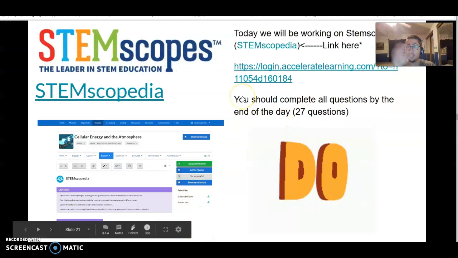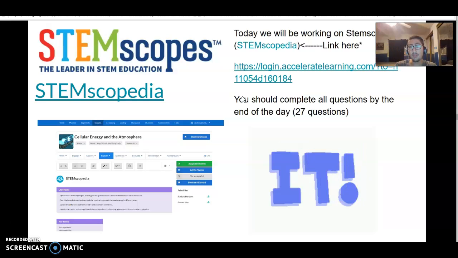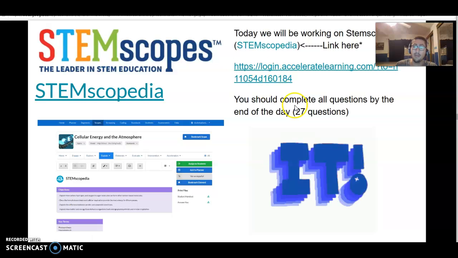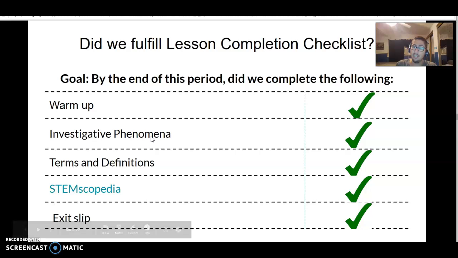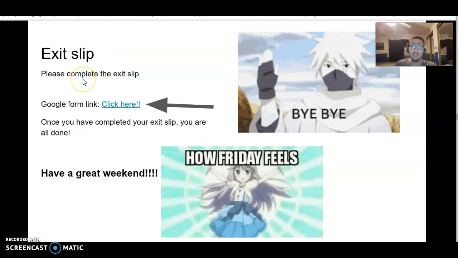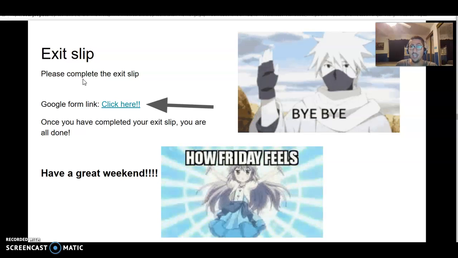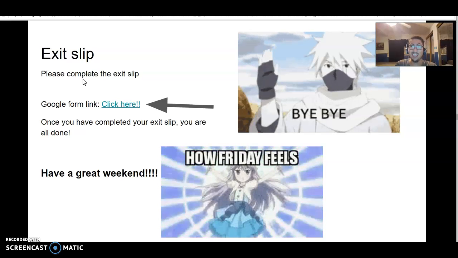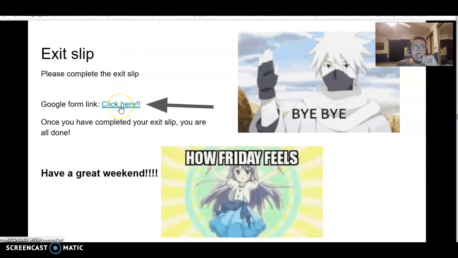Take your time, take as long as you need to do Stemscopedia, but try to get it done by the end of the day. Once you're done with that, you'll just come back here. You'll have checked off everything on this list, minus the exit slip, which we're about to fix right now. You'll do the exit slip, and then you get to go. You're done, and you'll have a free weekend. If you have it on Monday, I hope you had a good weekend, but for everyone getting it on Friday, have a good weekend. Let us know if you need any help.